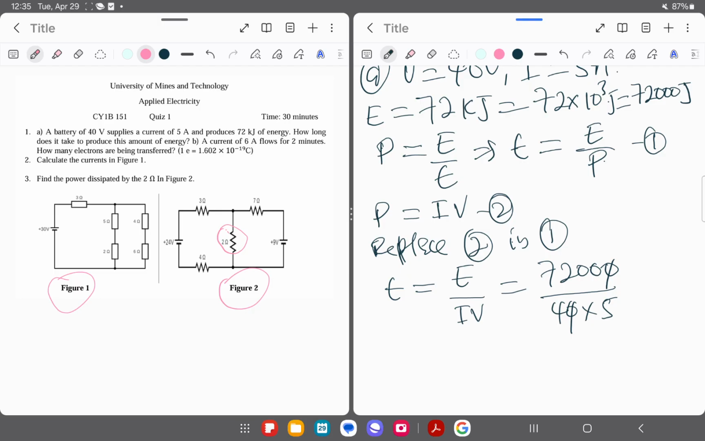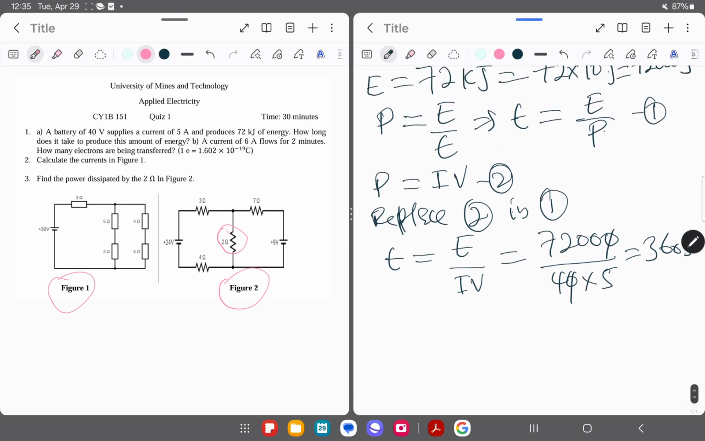So that will give us 360 seconds. Remember here it has to be in seconds. The time that you are going to use will be in seconds. Now you can change that to what? Minutes. So you just divide 360 seconds by what? 60, and then that is going to give us minutes. That will be what? 6 minutes, right? So we get 6 minutes for this.